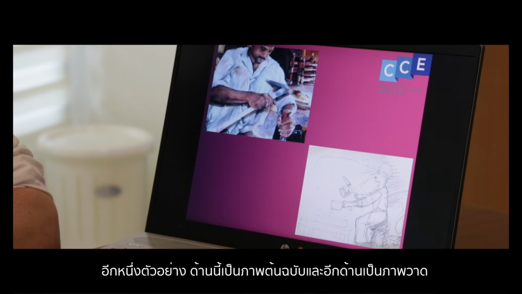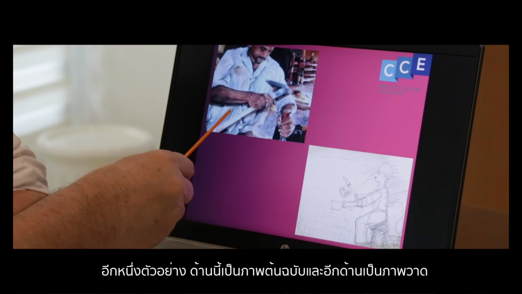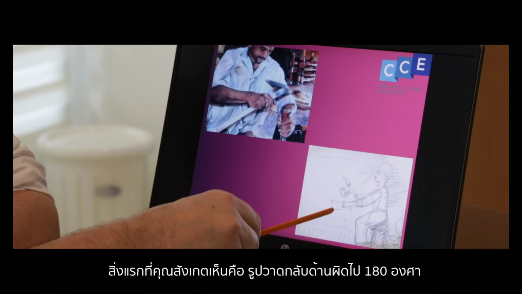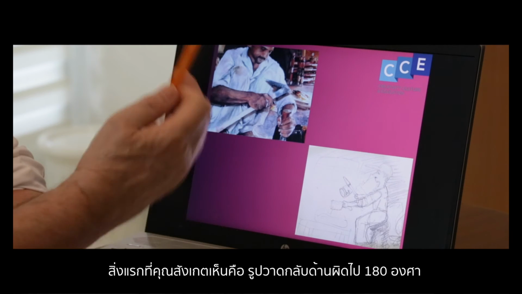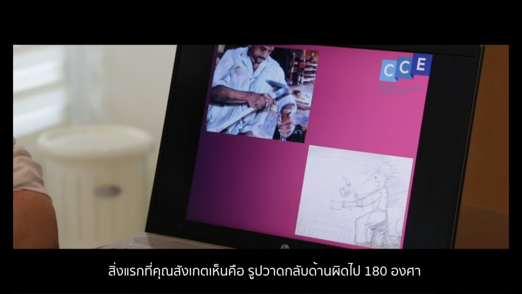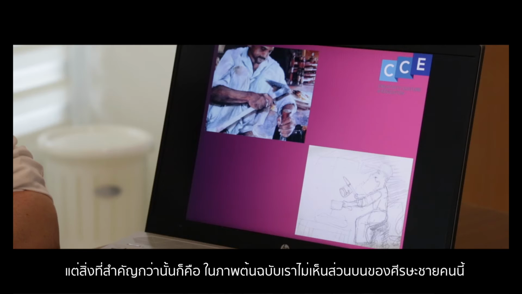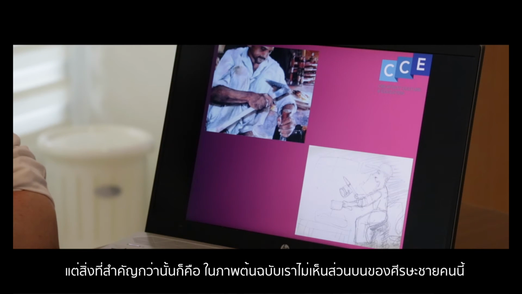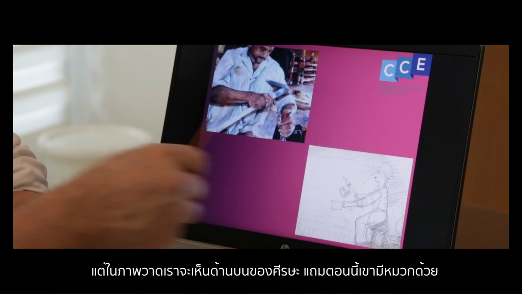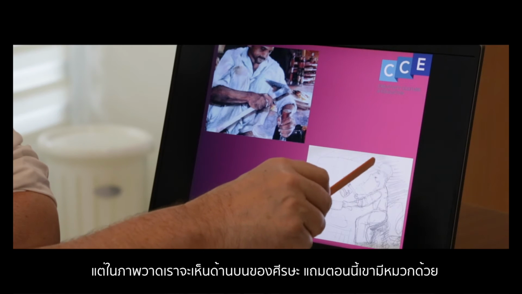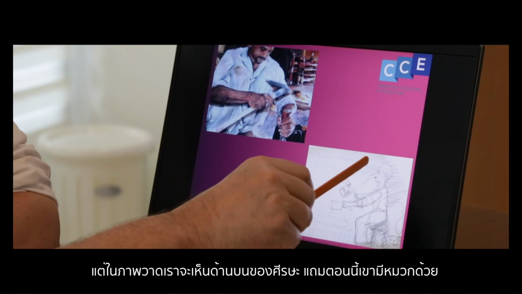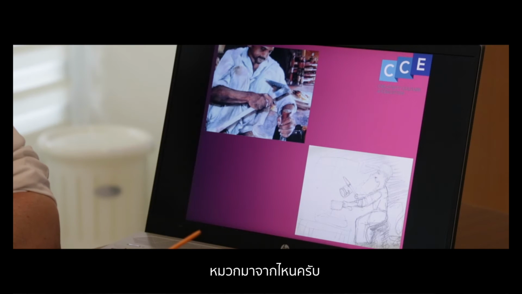Here's another example. This is the original picture and this is the drawing that was made. And the first thing that you notice is the drawing is actually 180 degrees the wrong way round. But much more important here is in the original, the top of the man's head is not visible. But in the drawing, the top of the head is visible, and now the man has a hat. Where did the hat come from?